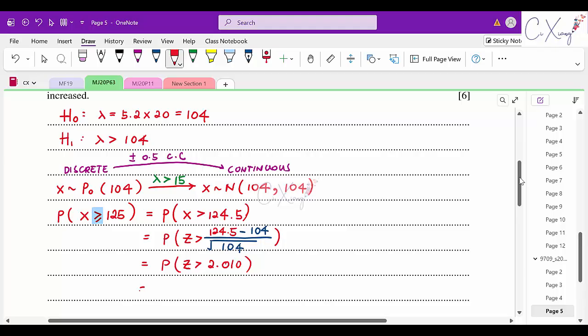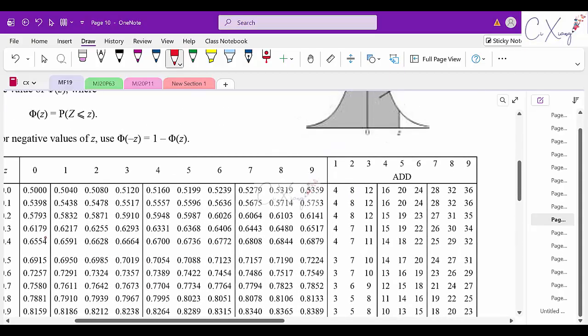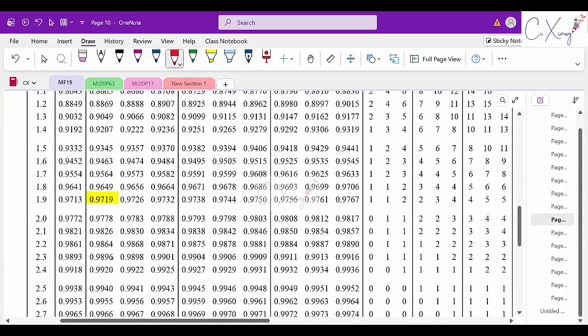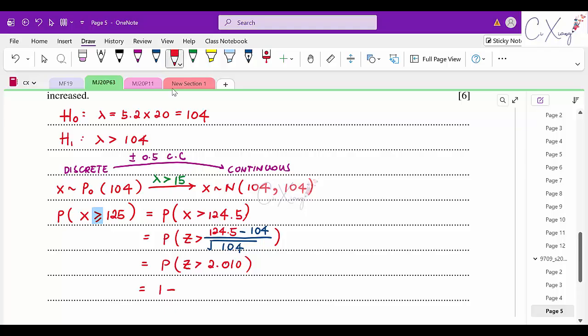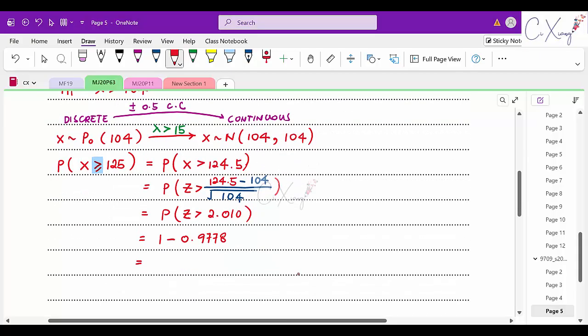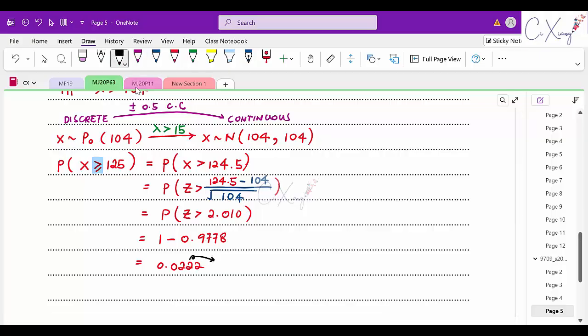To calculate the probability for z greater than 2.01, you have to take 1 minus the value from the table for 2.01. For 2.01, you get 0.9778. So we have 1 minus 0.9778, and after you simplify it, you get 0.0222. Basically, this is your p-value.